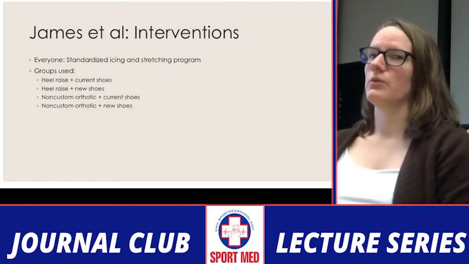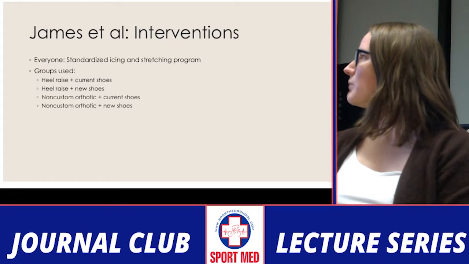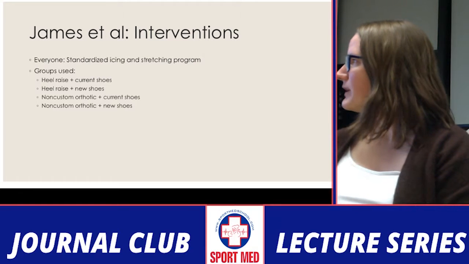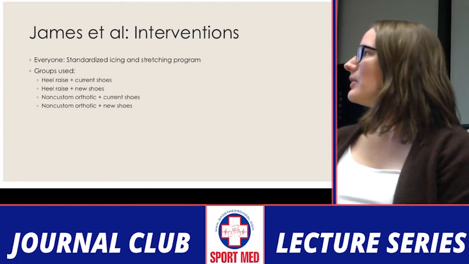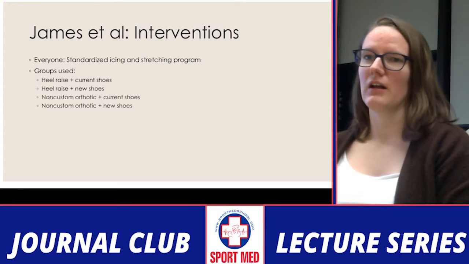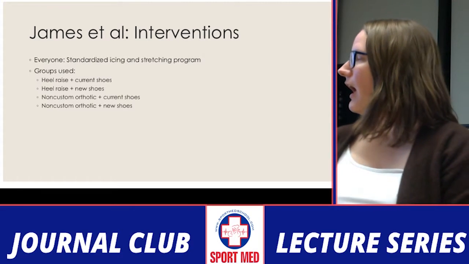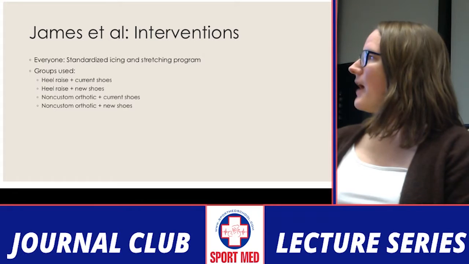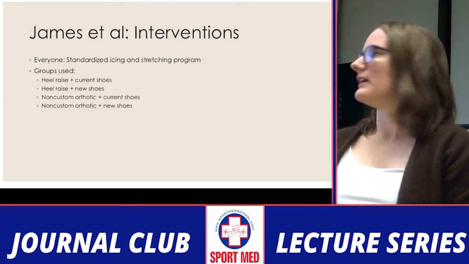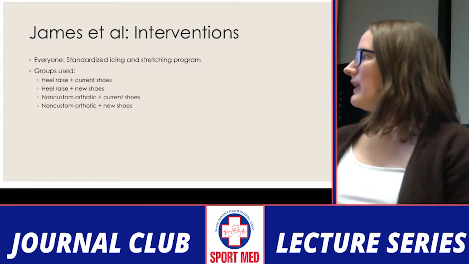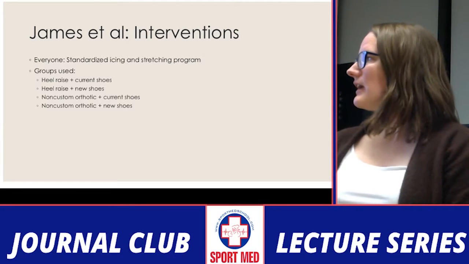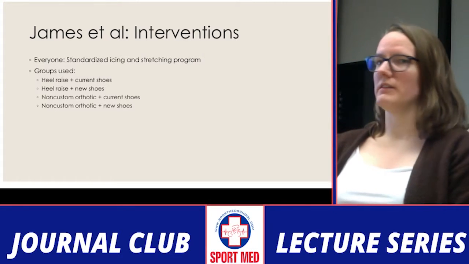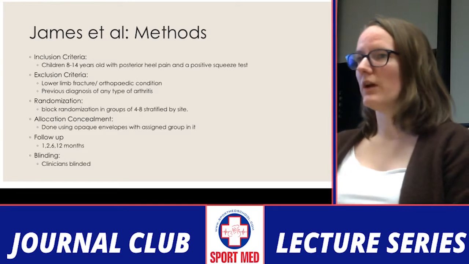Their inclusion criteria were children between 8 and 14 years old with posterior heel pain and a positive squeeze test. They excluded any lower limb fracture or orthopedic conditions, or any previous diagnosis or concern for any type of inflammatory arthritis or anything like that. They did a block randomization in groups of 4 to 8 stratified by site, and they did allocation concealment, again using opaque envelopes. They had follow-ups at 1, 2, 6, and 12 months, and the clinicians were blinded to what group they were in.